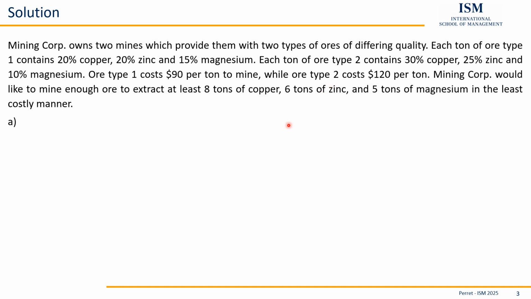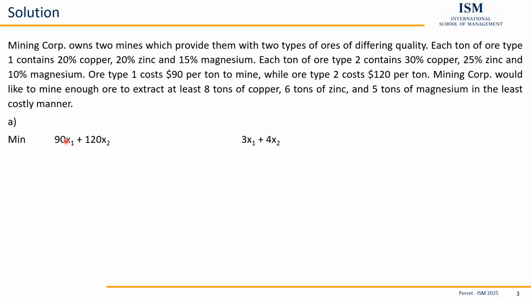So we can set our two decision variables as x1 being the quantity of type 1 ore to be mined, x2 the quantity of type 2 ore to be mined. Then our objective function results as minimize 90 times x1 plus 120 times x2, which is this.